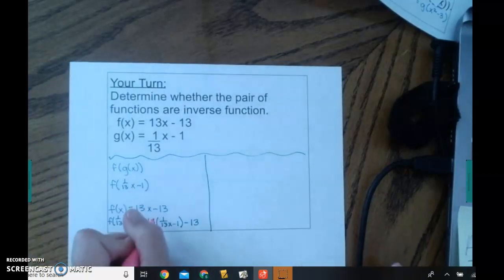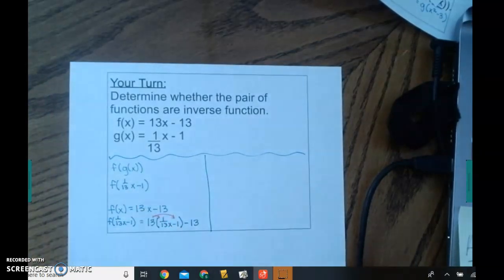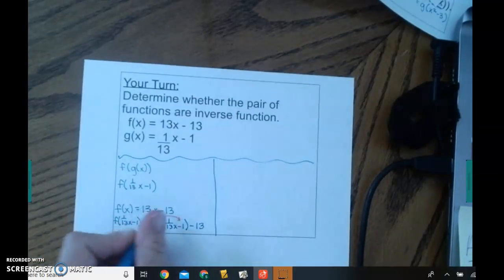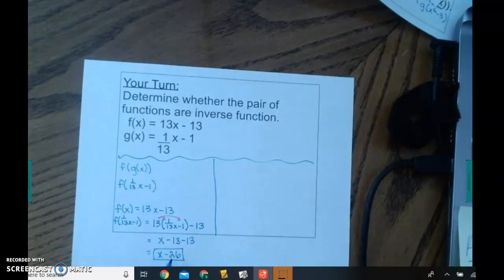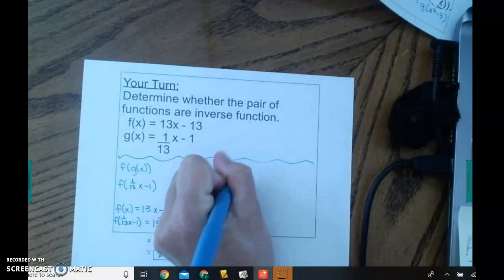Now you're going to distribute. When we do that, 13 times 1/13 is just going to be 1x. 13 times negative 1 is minus 13. And then we've got minus 13 at the end. So we really have x minus 26. Technically, at this point, I could stop because this failed the first test. But we're going to keep going just to show you.